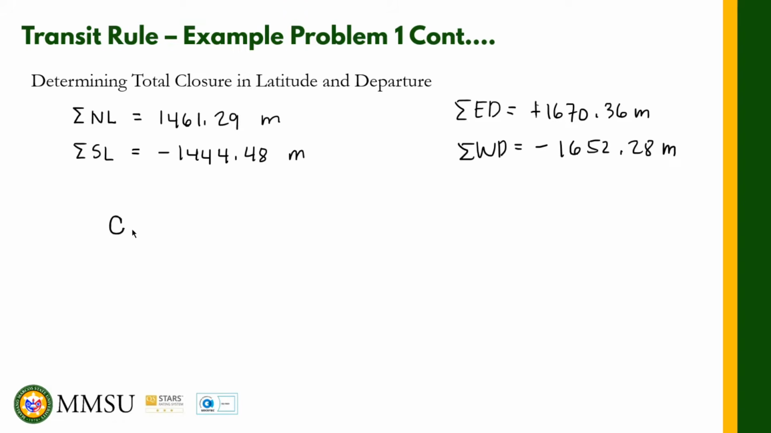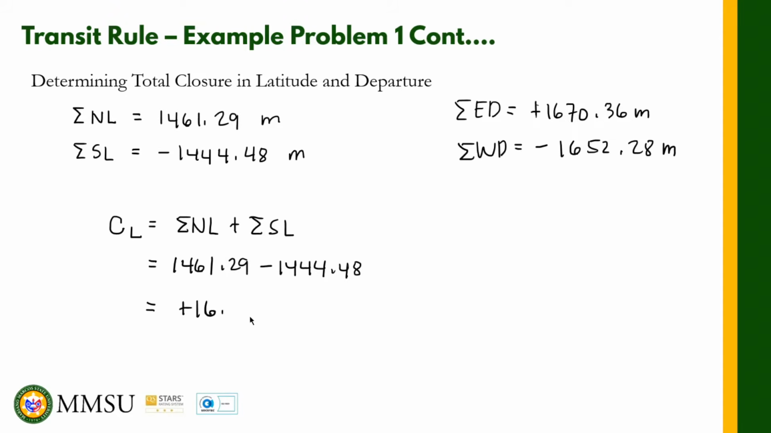All right, now we can compute for the total closure in latitude and departure. So the total closure for latitude is just the arithmetic sum, because the south latitude is already negative. Basically, this is the summation of NL plus the summation of SL. So this is actually equal to 1461.29 minus 1444.48, which will give us the total closure in latitude at positive 16.81 meters.